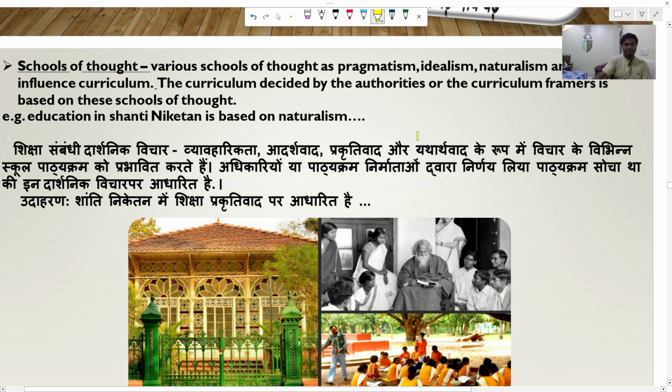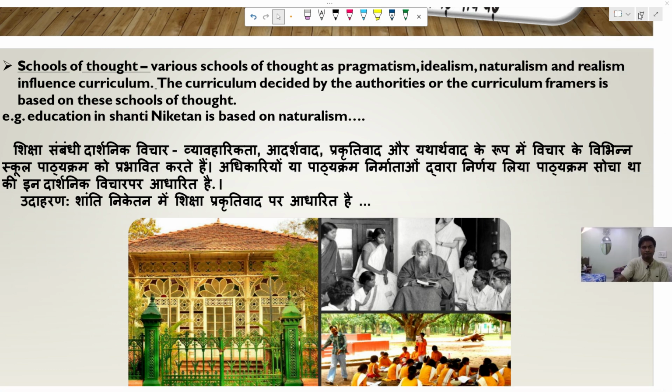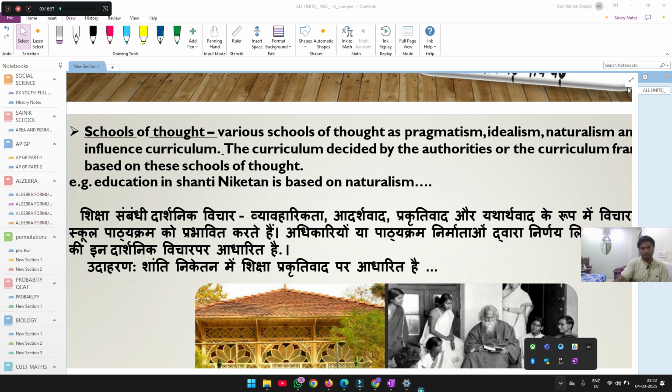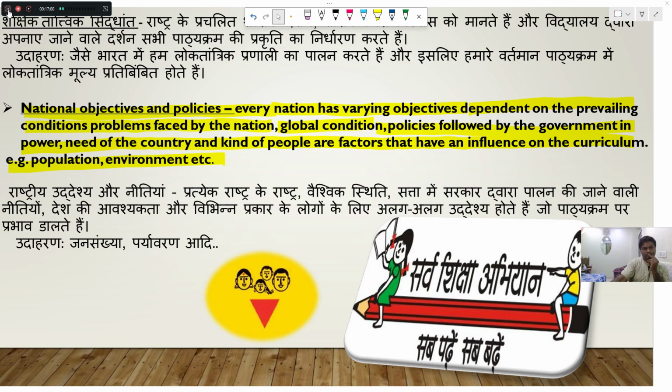Schools of thought. So we will recap it once again. National objectives and policies. Every nation has varying objectives depending on the prevailing conditions faced by the nation, global conditions, policies by the government in power and need of the country and kind of people, factors that have an influence on the curriculum, population, environment and all.